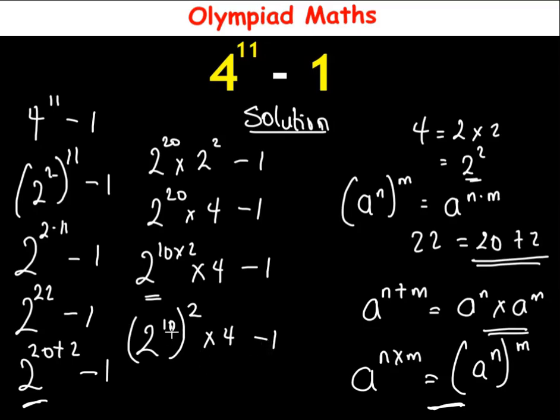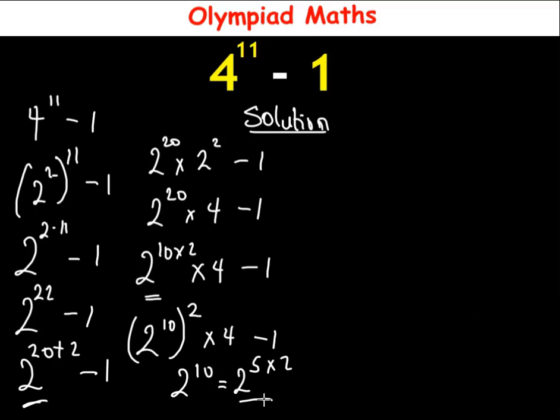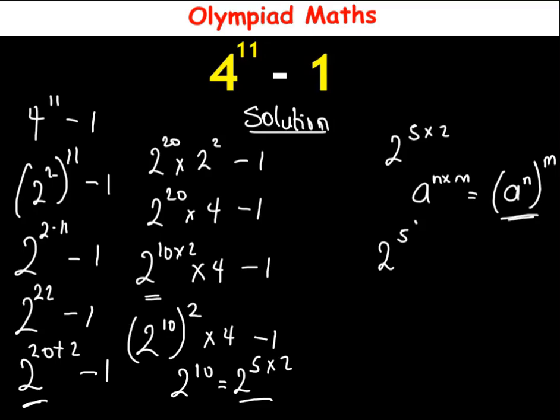So with this, 2 raised to power 10 can be written as 2 raised to power 5 times 2. 5 times 2 is 10, right? Now, we have a rule that if you have a raised to power n times m, this equals, in bracket, a raised to power n, then power of m. So applying this same rule here, this becomes 2 raised to power 5, all raised to power 2. And 2 raised to power 5 is 32.